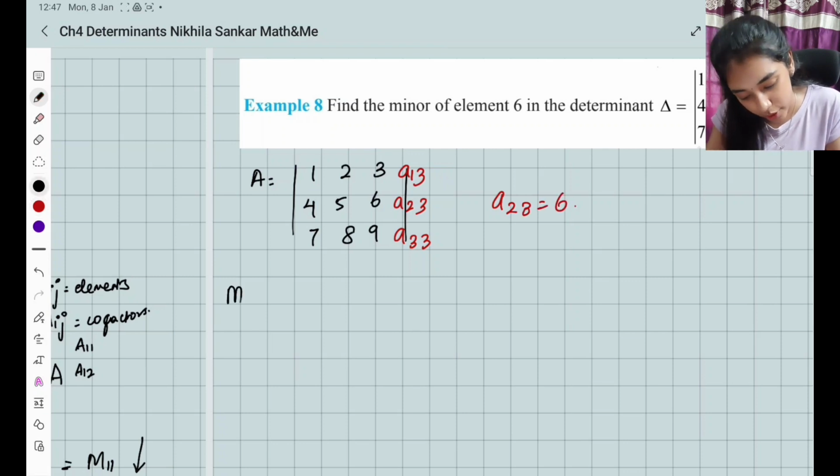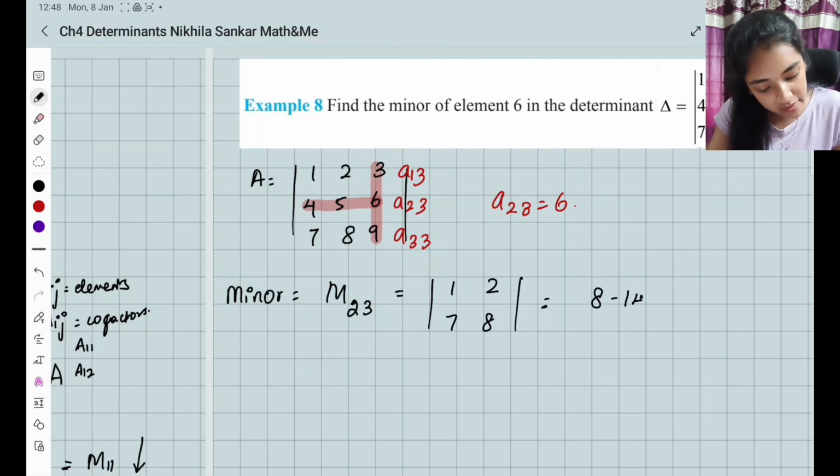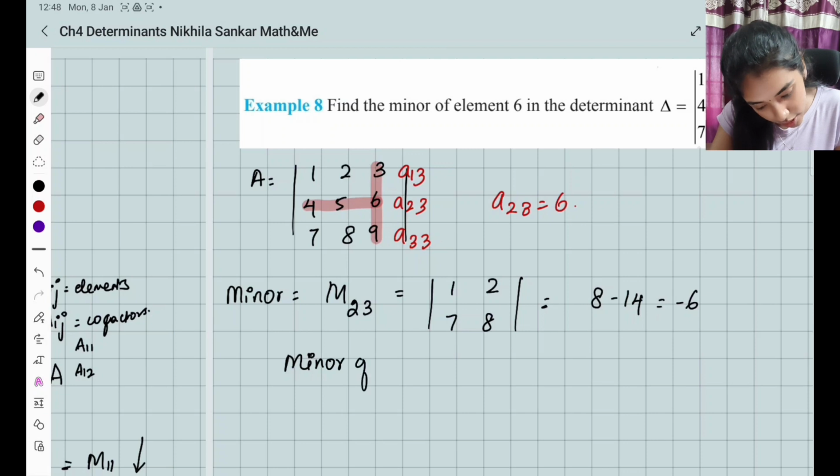இப்போ minor எப்படி கண்டுபிடிக்க போறோம்? Minor is represented as M23 தான கண்டுபிடிக்க போறோம். So M23 is going to be, I am going to hide the particular respective column and the respective row. So what is left? I have 1 2 7 8. So this is going to be 8 minus 7 2s are 14. So this is going to be minus 6. Okay, so minus 6 is the answer. So minor of element 6 equals minus 6.